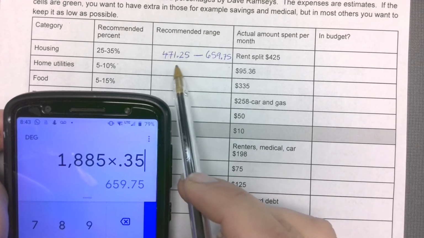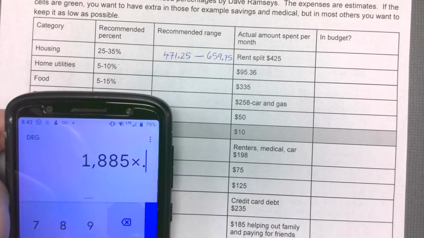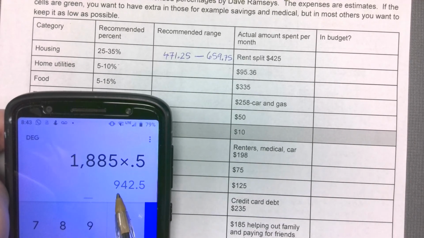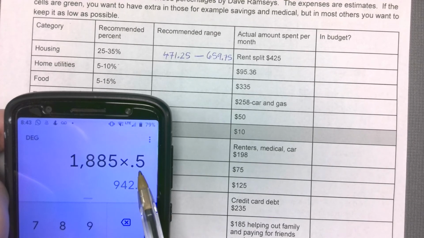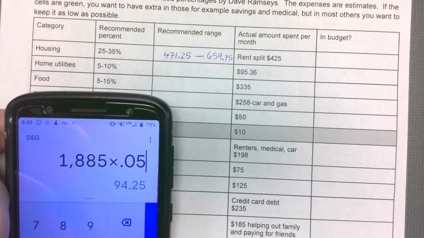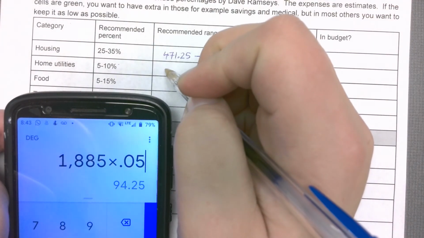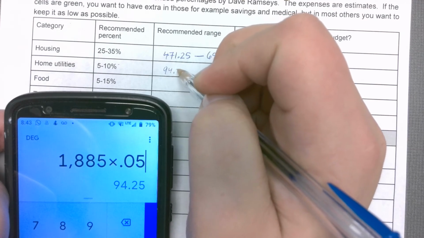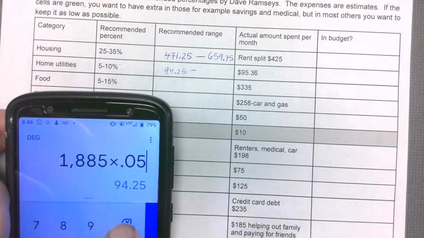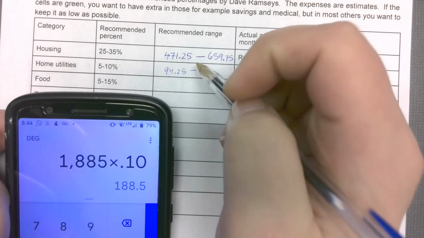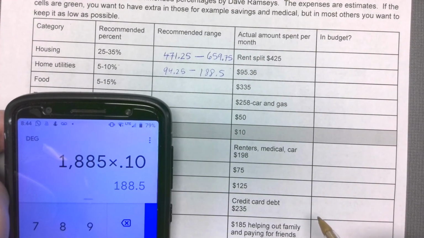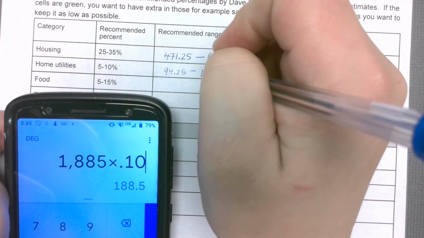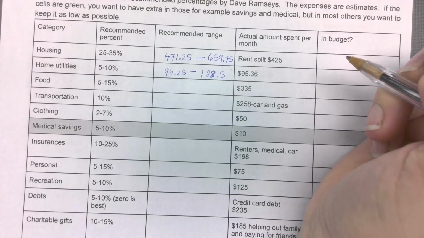Now utilities, let's talk utilities. Do I do 0.5? Am I really going to spend $942 on utilities? No, what did I mess up? You forgot to put a 0 in front. I did, 0.05. So somewhere between $94.25 and that's what I would expect to be paying for utilities, somewhere in that range, okay?